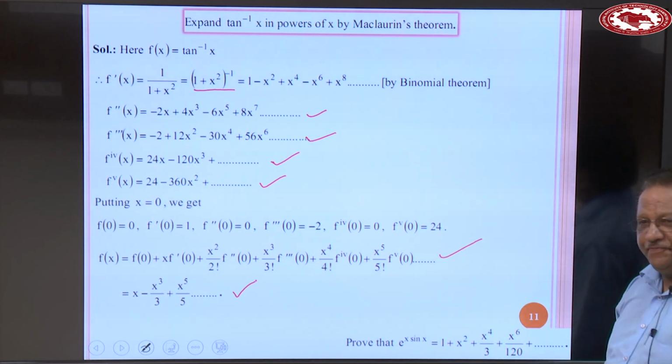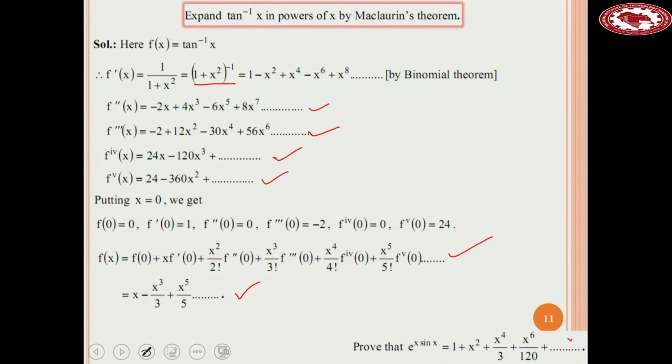Now last question, and this question is very, very important. Prove that e raised to power x sin x is equal to 1 plus x square plus x4 over 3 plus x6 over 120 plus and so on.